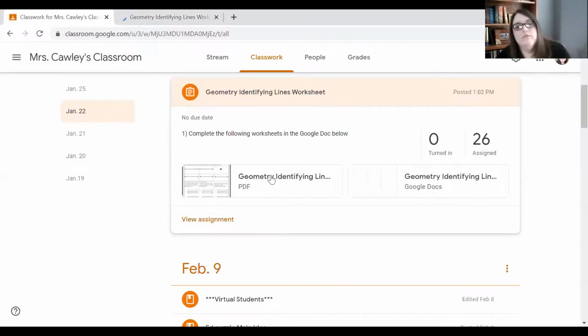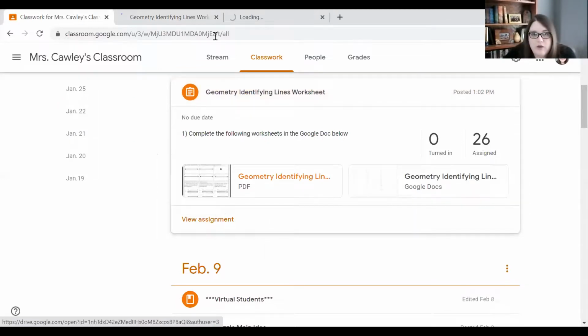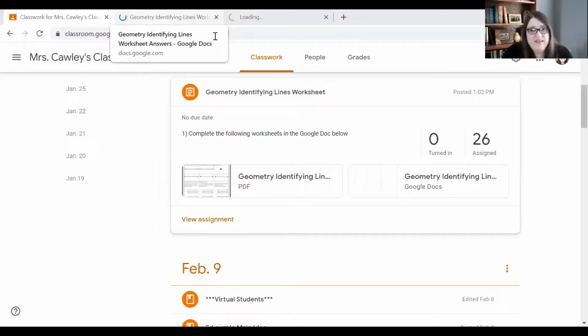So go ahead and open those both up at the same time and just kind of tab between the two of them so that you can answer the questions in a Google Doc. That way I can see your work and I'll know that you were able to complete it, or if you have any issues, definitely email me.